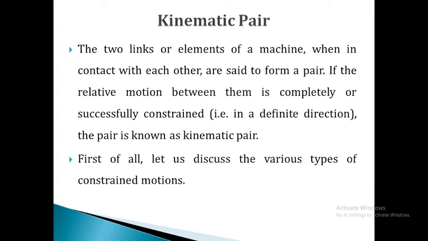The two links or elements of a machine when in contact with each other are said to form a pair. हम कह सकते हैं कि एक मशीन में दो लिंक काइनेमेटिक पेयर होंगे अगर उनके बीच में रिलेटिव मोशन हो जो कि कंप्लीटली कंस्ट्रेंड मोशन हो या फिर सक्सेसफुली कंस्ट्रेंड मोशन हो. First of all, let us discuss the various types of constrained motions. अब हम सबसे पहले कंस्ट्रेंड मोशंस के बारे में डिस्कस कर लेते हैं कि व्हाट इज कंस्ट्रेंड मोशन.